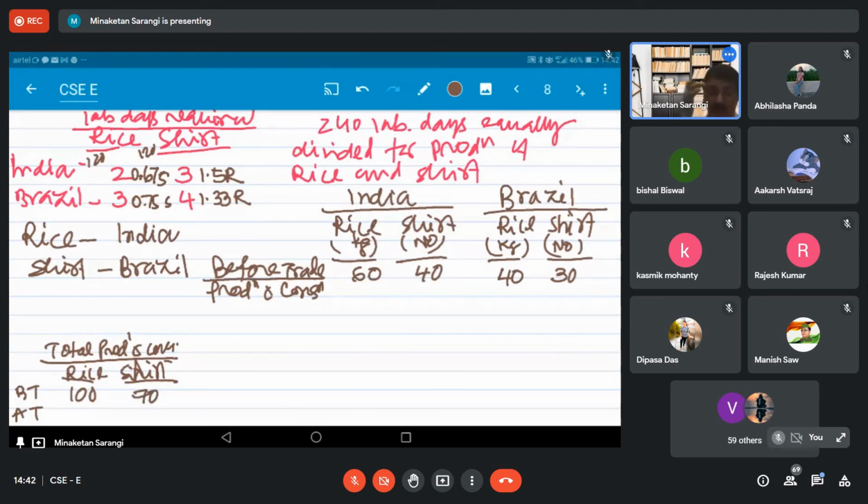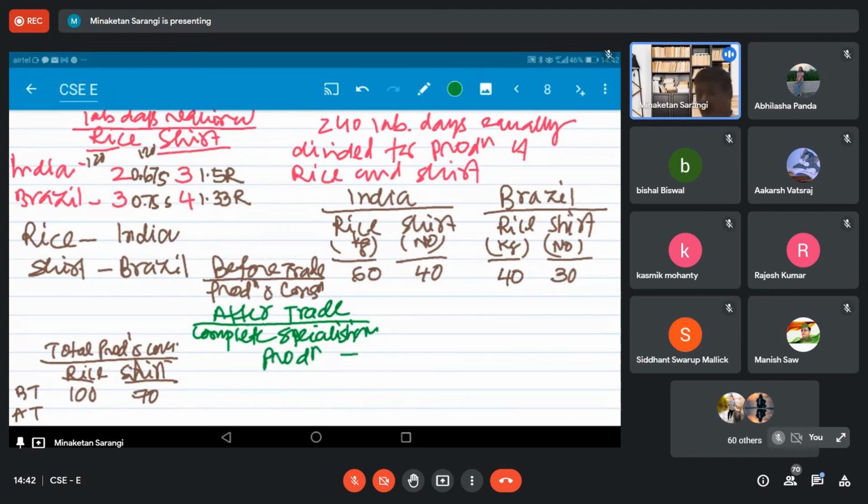Now let us assume there will be complete specialization. If there will be complete specialization, we will take the situation after trade. With complete specialization, what is the production? Complete specialization means India will produce rice only. Brazil will produce sat only.